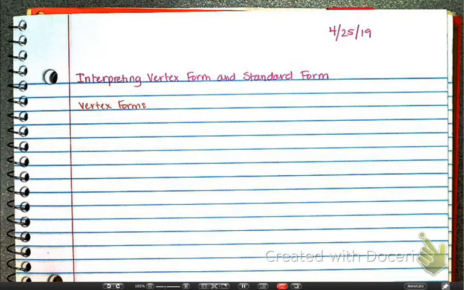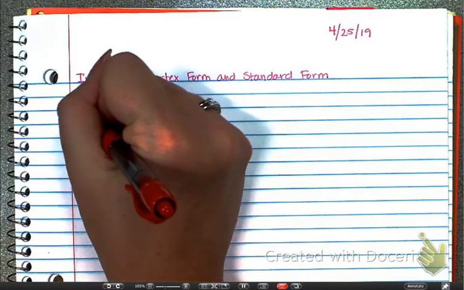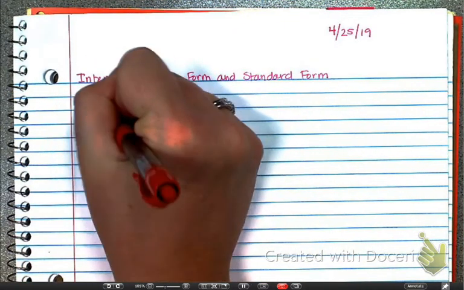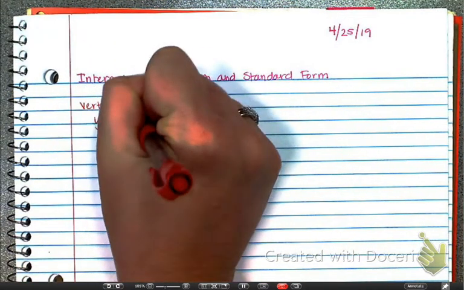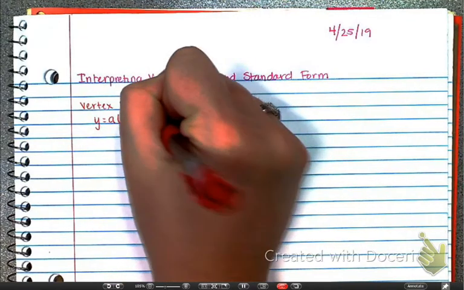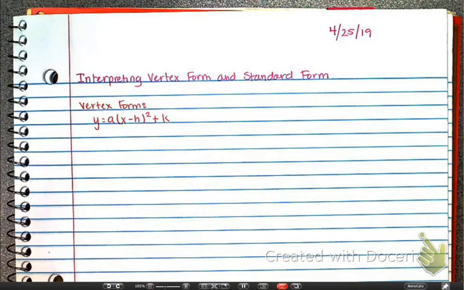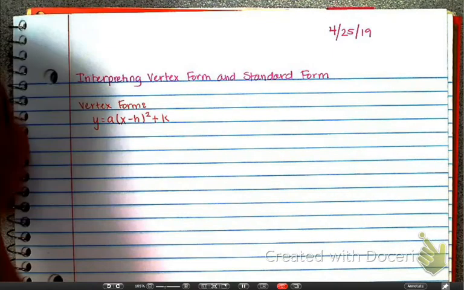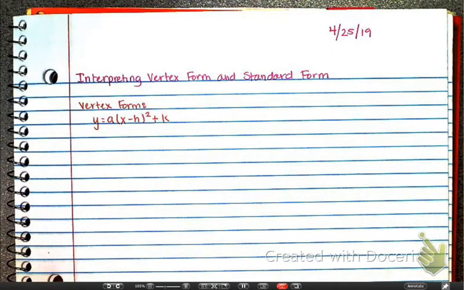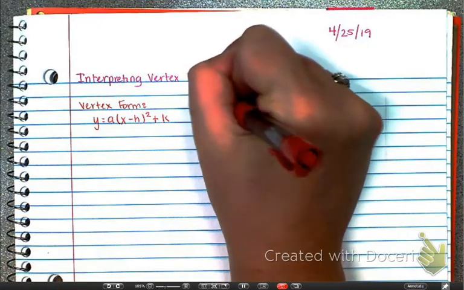I've seen like 2 people flip to their warm-up because we wrote it. Brianna, you want to tell us? Good. So vertex form. And I'm giving you the general one. Remember, I just gave you 3 other ones that are still vertex form. They're just missing pieces. And then we also have standard form.